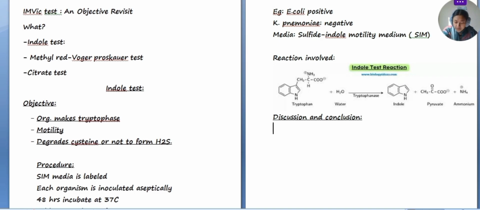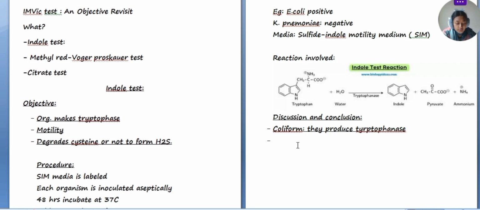In this regard, coliforms can be differentiated by their ability to produce the enzyme tryptophanase or not. So let's write the points. How do you identify coliform? They produce the enzyme tryptophanase. This enzyme hydrolyzes the amino acid tryptophan into indole, pyruvic acid, and ammonia.